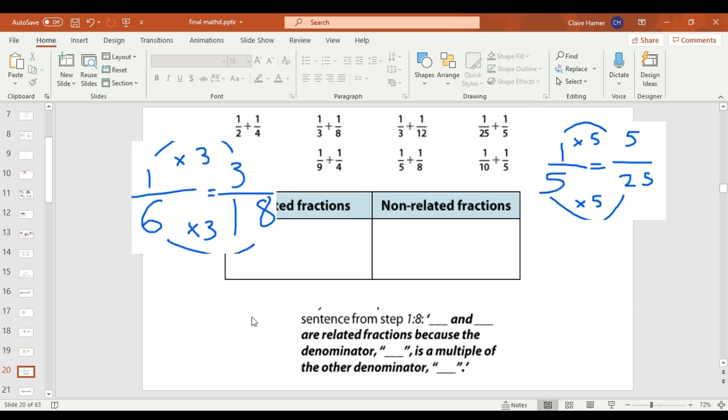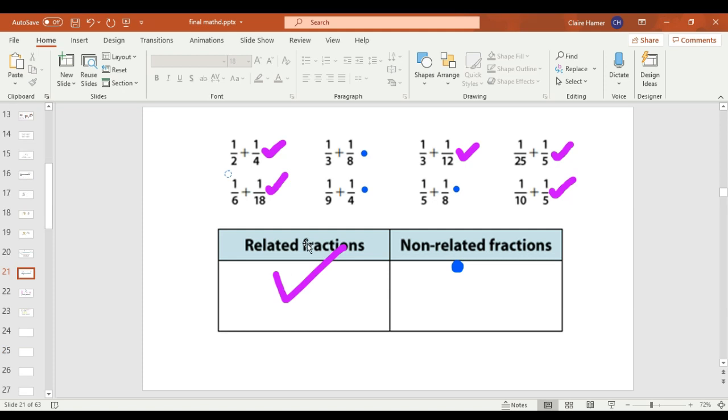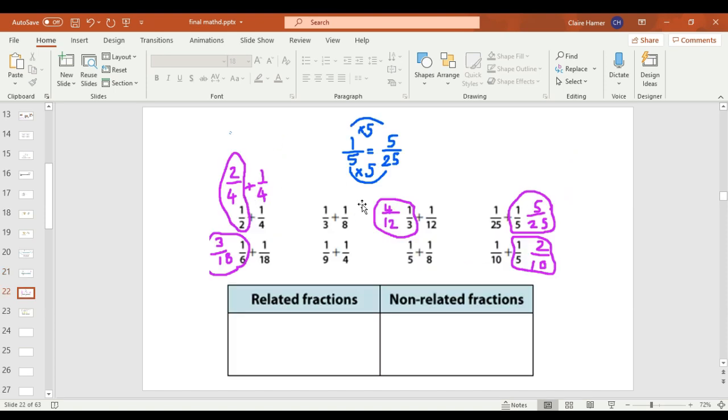Okay, I'm going to reveal my final answers. So I've ticked all of the questions which are related. And the 3 questions that have dots by are not related. You would have to change both of those fractions. Here's my workings. So I changed a half into 2/4. So I did 2/4 add 1/4 equals 3/4. So 4 is a multiple of 2. Down here I did 3/18 add 1/18 equals 4/18. So 18 is a multiple of 6.